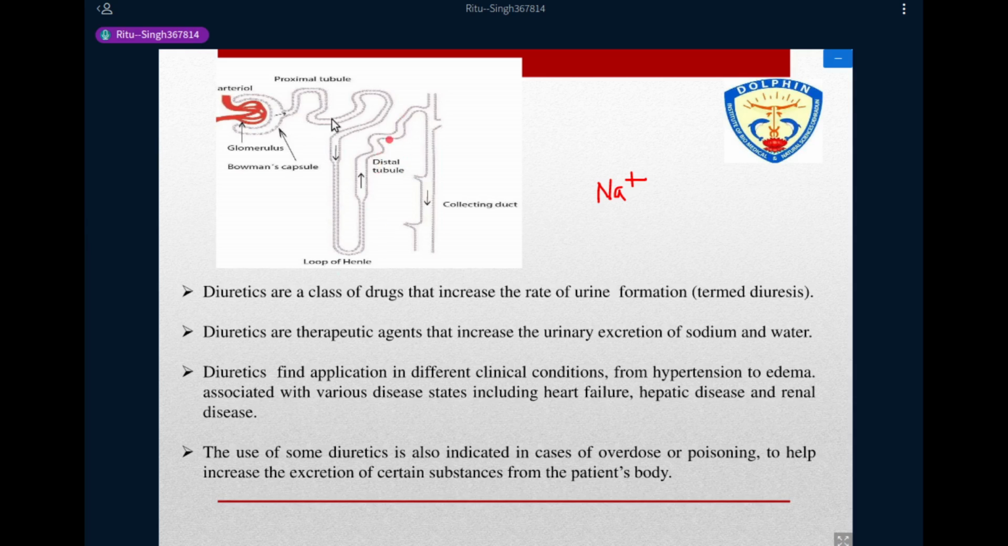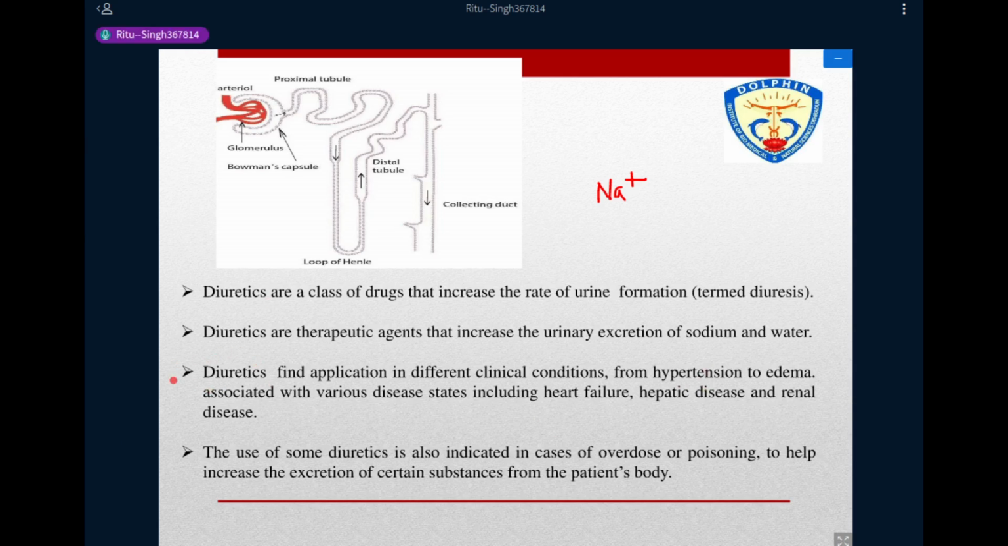And the last major part of this nephron is the distal tubules. So the distal convoluted tubules are permeable to water but impermeable to sodium ion. So this is the basic physiology of the nephron, because at this part the diuretic drugs act. Okay, clear to everyone?